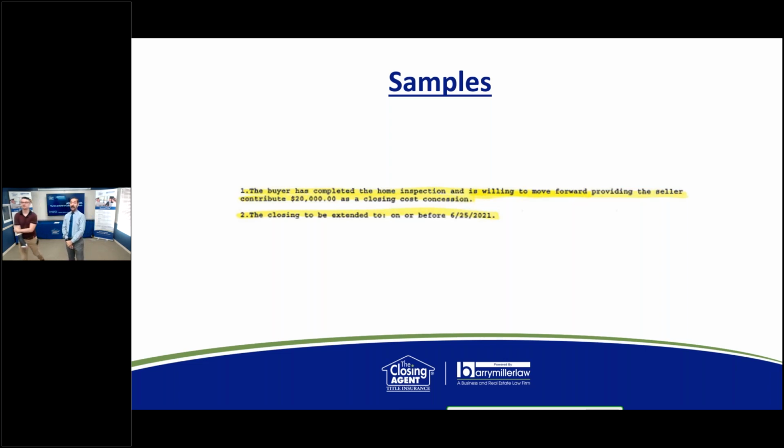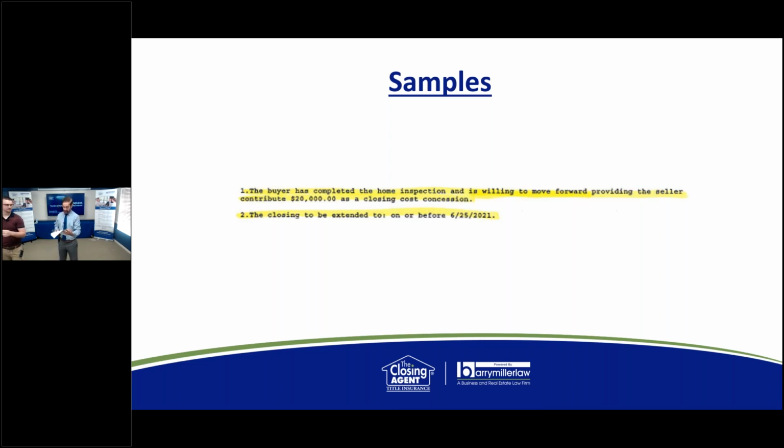You want me to read this one for you? The buyer has completed the home inspection and is willing to move forward, provided the seller contribute $20,000 as a closing cost concession. The closing to be extended on or before 6/25/21. Wow. The buyer has completed the home inspection and is willing to move forward, provided the seller contribute. Wait, no, I see the error. Is willing to move forward, providing the seller contribute $20,000 as a closing cost concession.